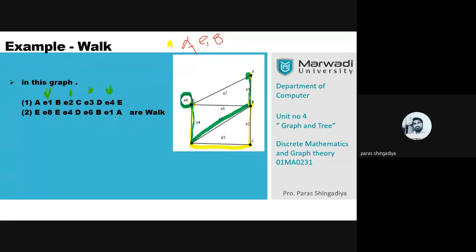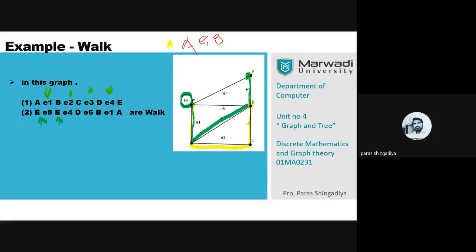E8, E4, E6, E1 are all different edges, but a vertex appears more than once. Here vertex E is repeated, but that is valid in the definition of a walk. Vertex may appear more than once. You can visit the same place again, but you cannot use the same path again. It means the same edge again. That is not possible in a walk. So E8E, E4D, E6B, E1A is a walk.